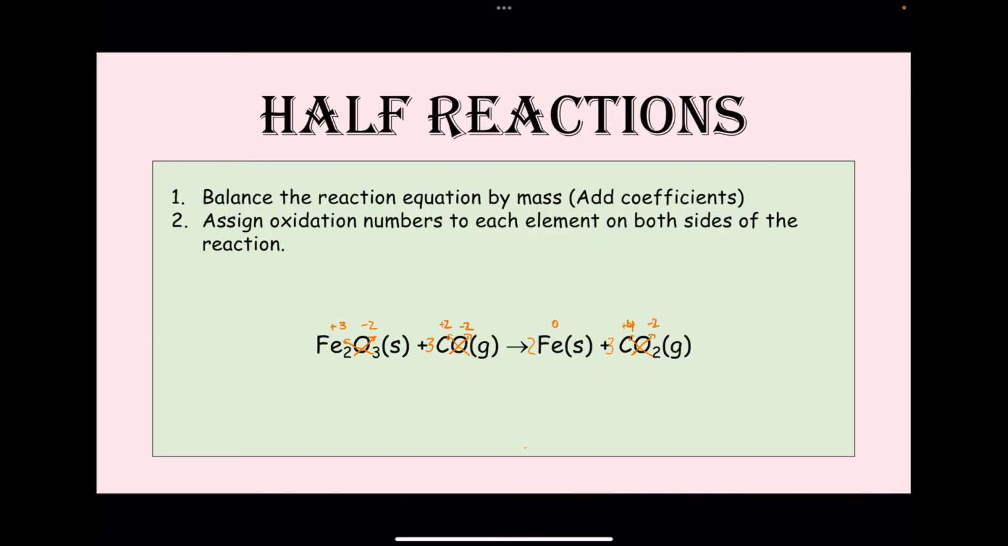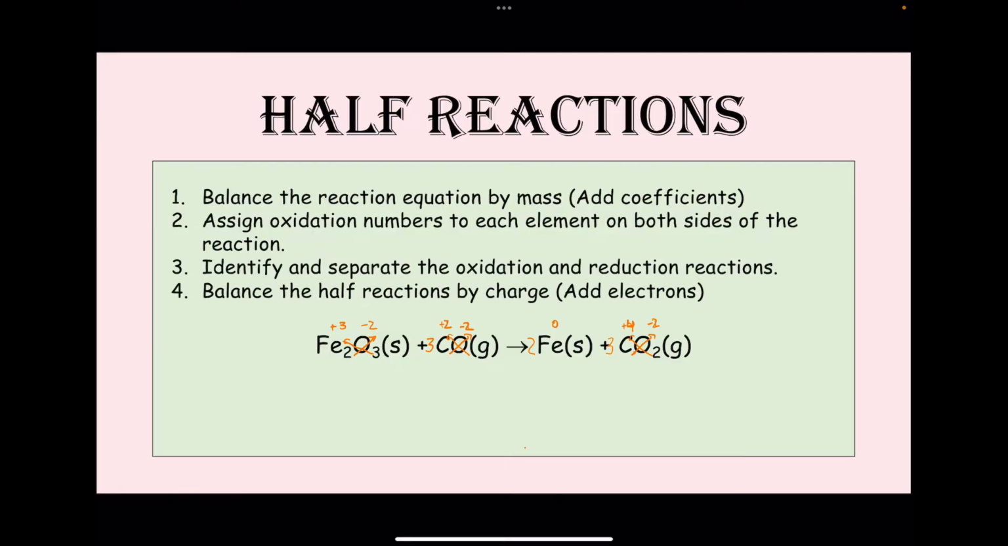So now that we have assigned the oxidation numbers, our next step will be to identify which thing is oxidizing and which thing is reducing. So that's step number 3. Once we do that, we can just go ahead and write out the half reactions and then balance them. So in this case, what we notice is that iron is going from a charge of +3 to a charge of 0. So let me go ahead and write out iron. So we have iron with a charge of +3 going to iron with a charge of 0.